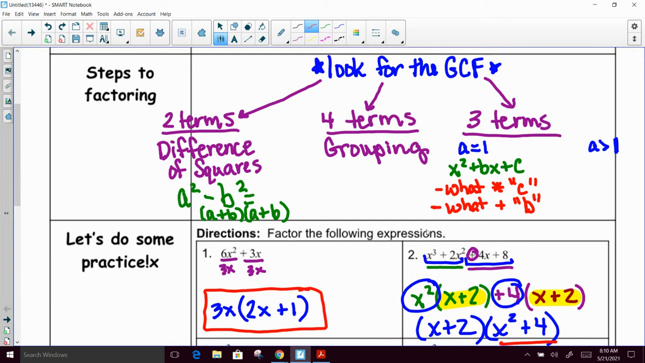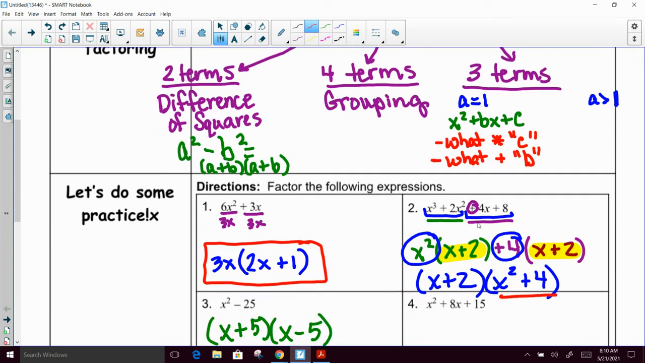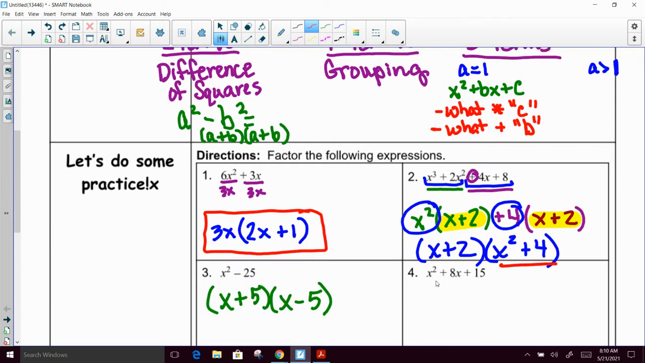All right, so let's look at number 4. Okay, number 4 is a trinomial. We do not have a greatest common factor. So I need to think about what multiplies to 15 and adds to 8.